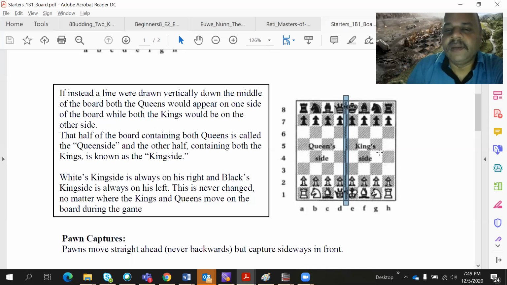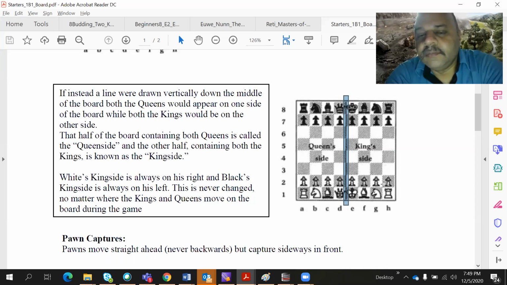But remember that the starting position is that both the kings are facing each other and both the queens are facing each other, right? So there is no confusion. Irrespective of which side you are looking at it, the same half of the board is called the queen side, because the queens belong to that side, and the same half of the board is called the king side. So this is the starting thing first.